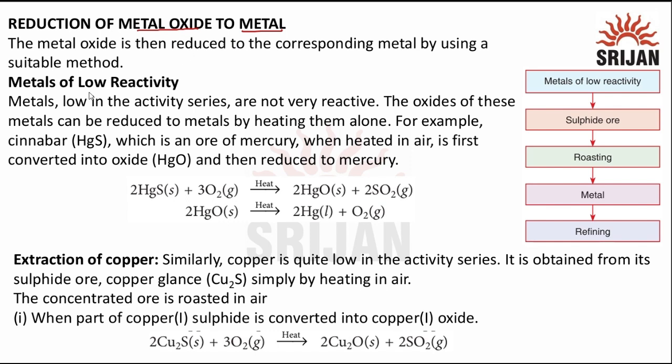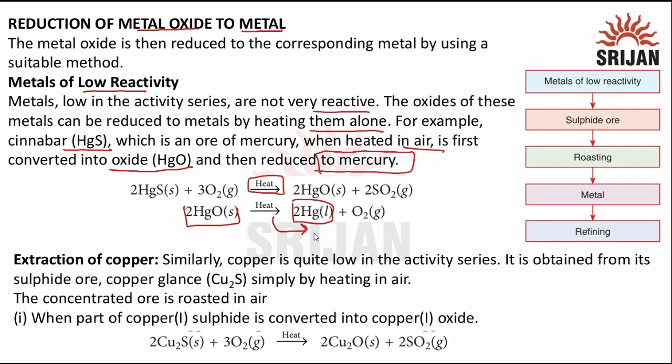Now for metals of low reactivity, we will do simple heating of the metal oxide to get the metal. So what happens in this process? The metals low in the activity series are not very reactive. The oxides of these metals can be reduced to metal by heating them alone. For example, cinnabar, the sulfide ore of mercury, when heated in air is first converted into oxide of mercury and then reduced to mercury itself. That means the strong heating of a low reactivity metal's oxide will result in the extraction of that metal from the oxide.